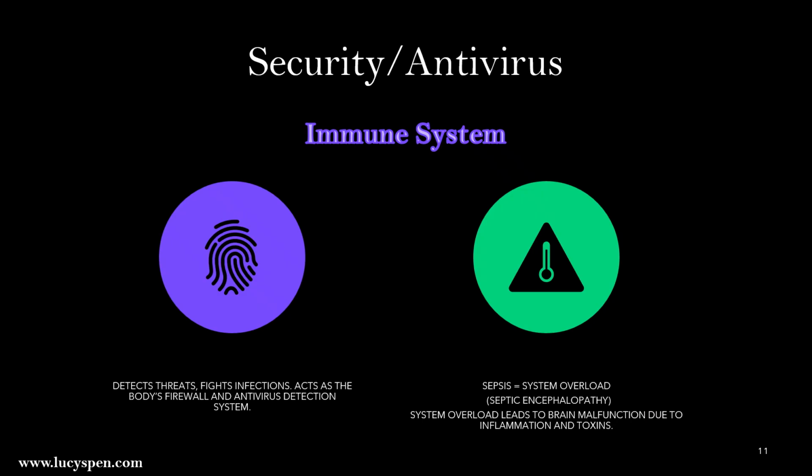Our immune system is our security and antivirus software. It detects threats, fights infections, acts as the body's firewall and antivirus detection system. We become septic when our system is overloaded. We would call that septic encephalopathy. System overload leads to brain malfunction due to inflammation and toxins.